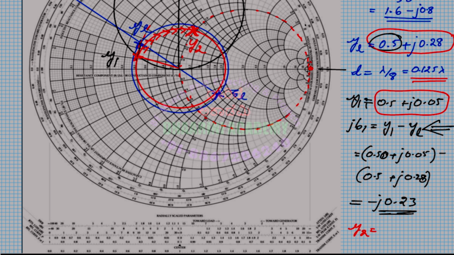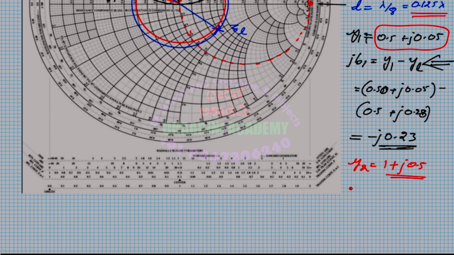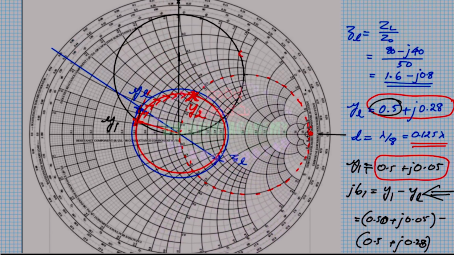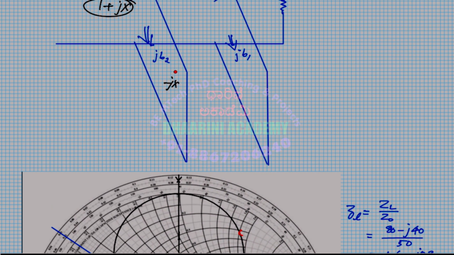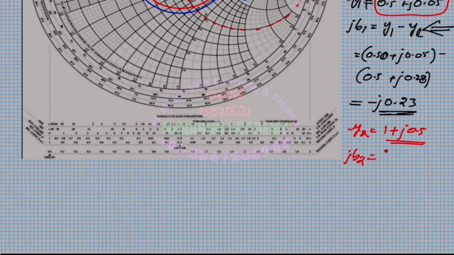Okay, so the y2 value comes to be, as of now, how much you're getting? 1 plus j 0.5, correct? Now you calculate the jb2, right? So the jb2 equation is pretty straightforward. I'll just show you the jb2 once. So jb2 is the b value of this term, which has to be present so that you will match. Okay, so jb2 equation is 1 minus y2, that's all. So that is equal to 1 minus 1 plus j 0.5, that is minus j 0.5.